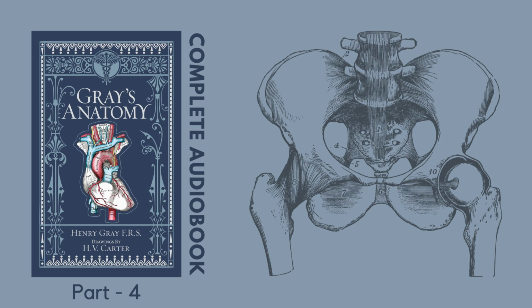One of these, the os acetabuli, appears about the age of 12 between the ilium and pubis, and fuses with them about the age of 18. It forms the pubic part of the acetabulum. The ilium and ischium then become joined, and lastly the pubis and ischium, through the intervention of this Y-shaped portion.